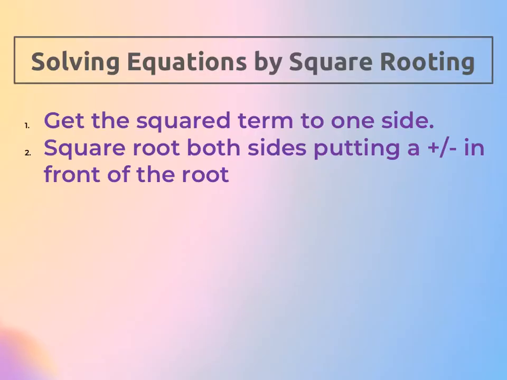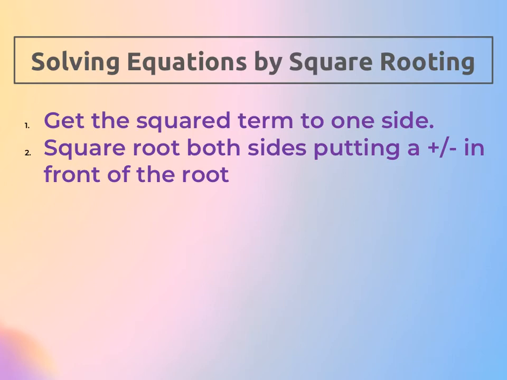So when we're solving equations by square rooting, we're going to get the squared term to one side, and then we're going to square root both sides by putting a plus-minus sign in front of the root. On any of the questions where that square root could be simplified, we will be leaving things in simplest radical form. Okay, so now we'll do some examples.